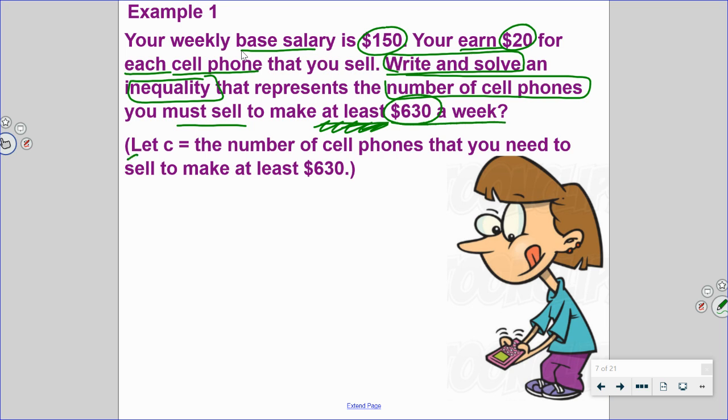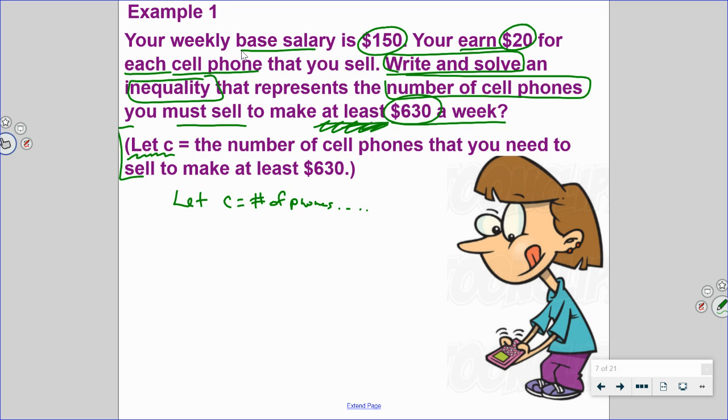Now, for today, I'm going ahead and defining the variable for you, but really students with those skills should be able to say, okay, let X or C be, what are we looking for? We're looking for the number of phones needed to sell at least 630. So you should eventually have this skill on your own. All right, now to write these, I often ask myself a simple question, or a series of questions, I should say. What do we start with?